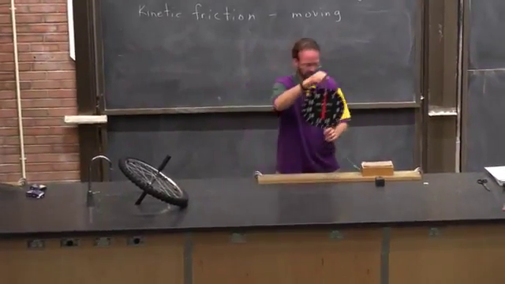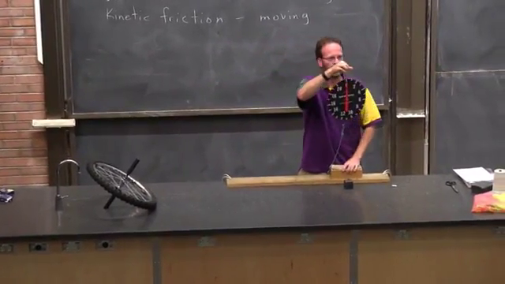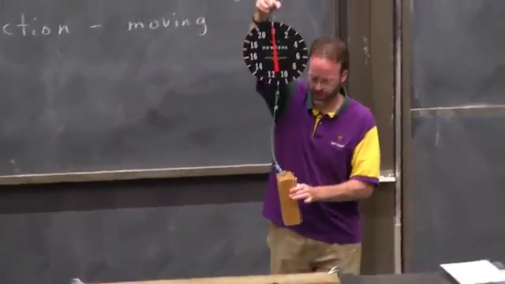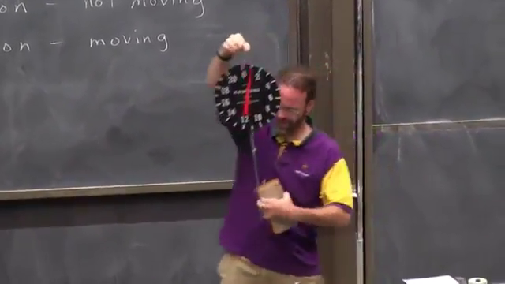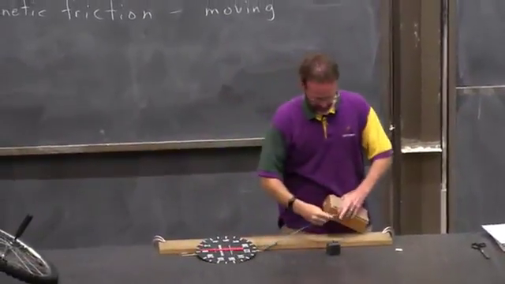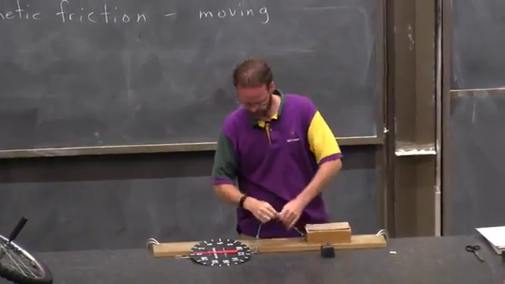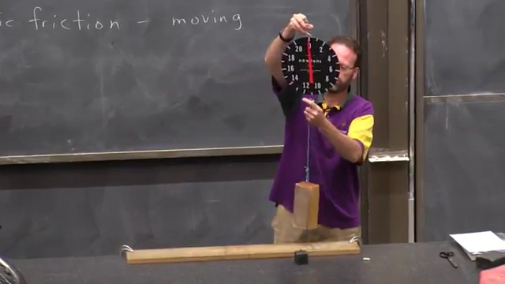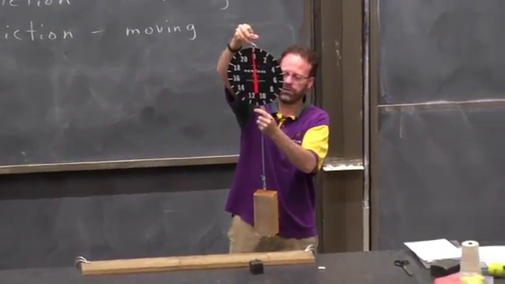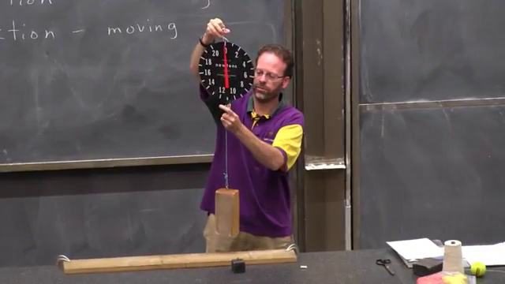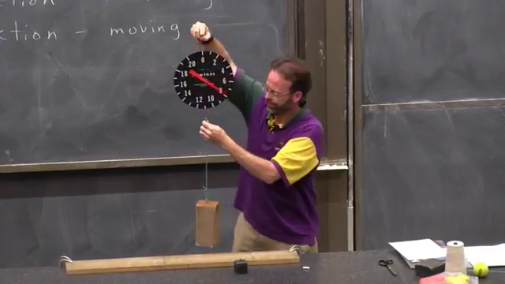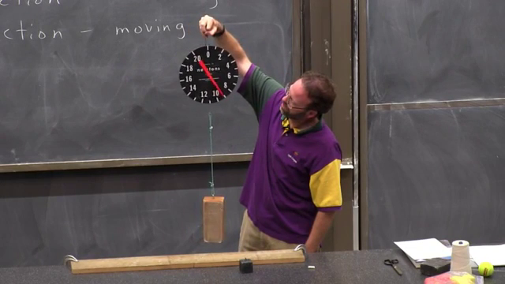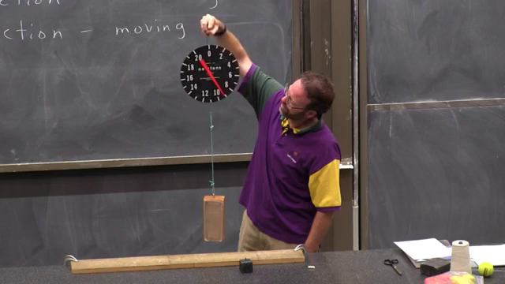So this is a fish scale. It can measure the force. So for example, if gravity pulls down on this block, then its mass is being accelerated down, and there we go. And what do we get? About 9 newtons. 9 newtons.